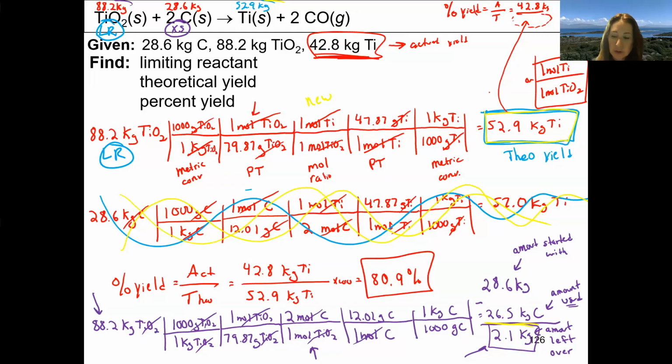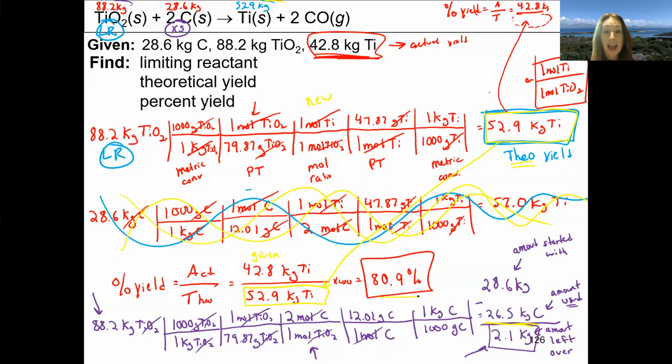Then you use your limiting reactant, that's your theoretical yield. And so that's going to go on the bottom, because it's theoretical yield. The actual yield is always given in the problem. It's how much you actually get in real life. And then you get your percent yield.